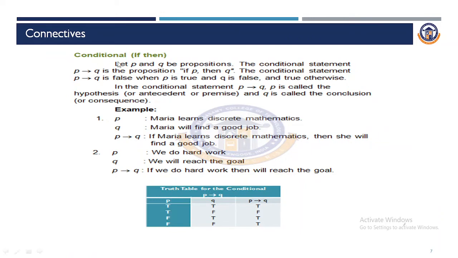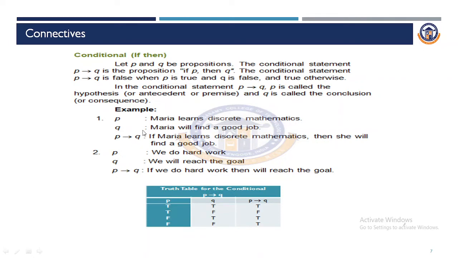Next one, conditional. Let P and Q be two propositions. The conditional of P and Q is also a proposition which is denoted as P implies Q, which is read as if P then Q. What is the truth value? True conditional false is false, otherwise true.